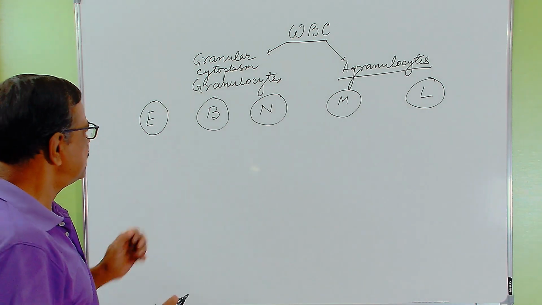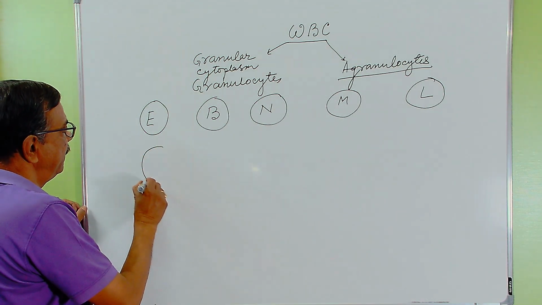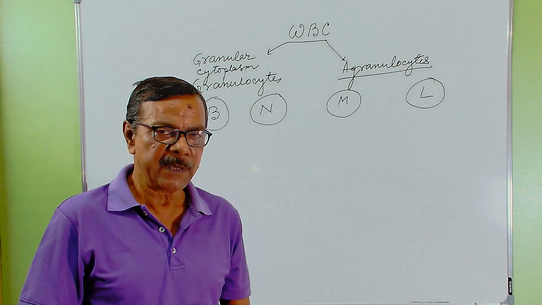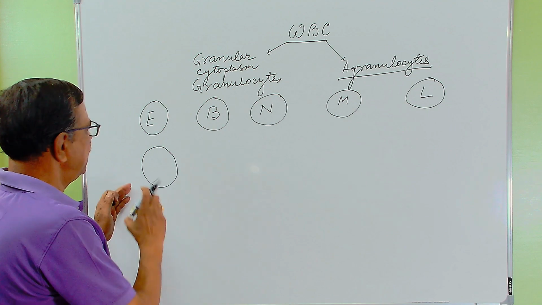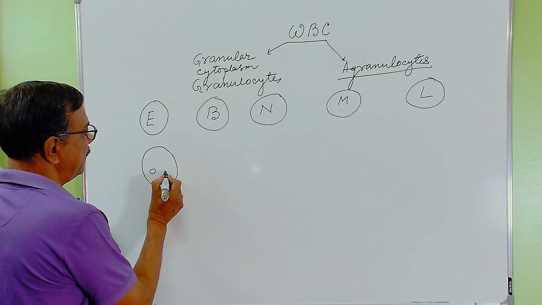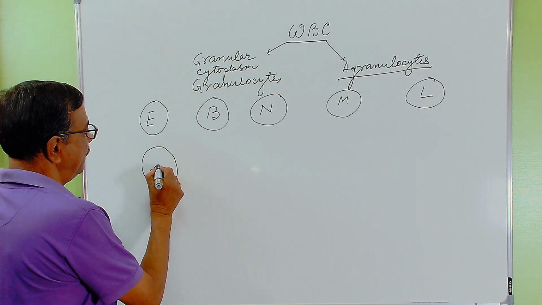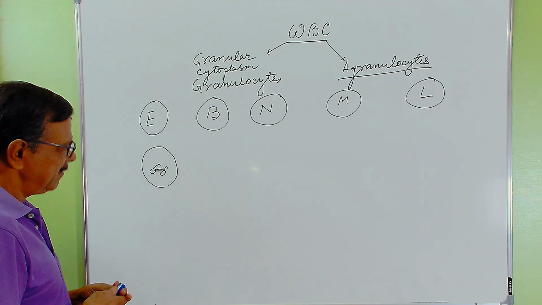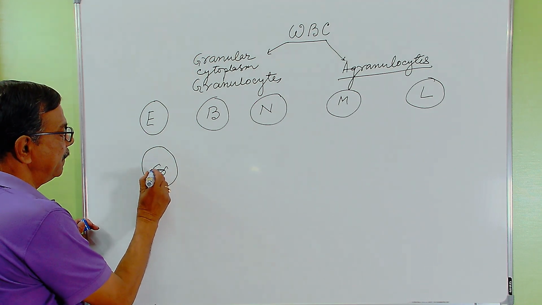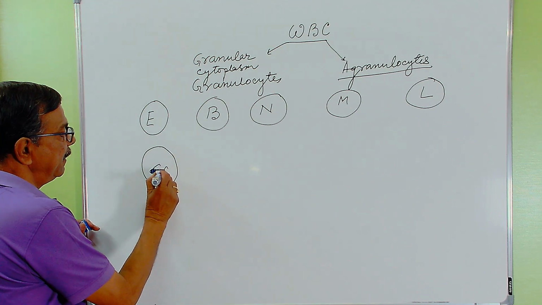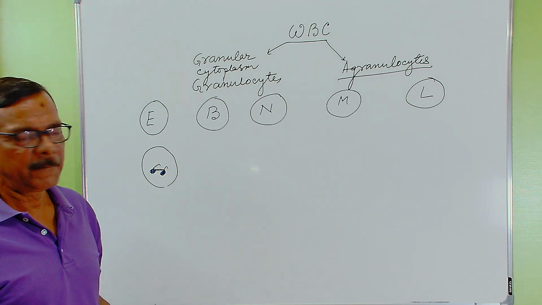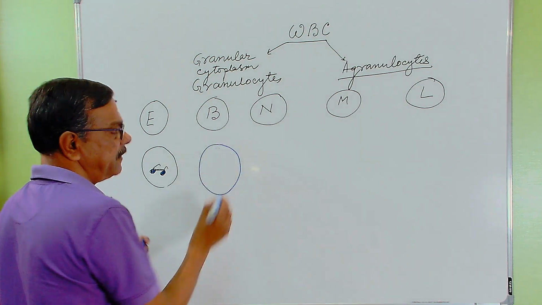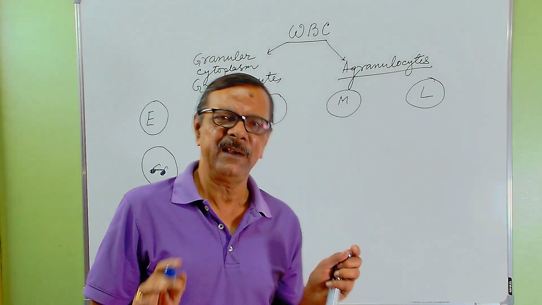Say this cell, eosinophil. We will differentiate first, taking into consideration the nucleus. In eosinophil, the nucleus is bilobed, like a spectacle. For basophil, the nucleus is S-shaped or kidney-shaped. So we will write kidney-shaped.